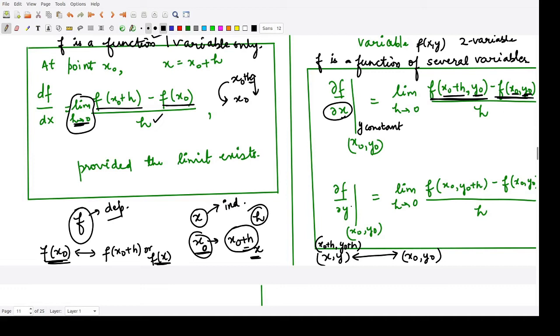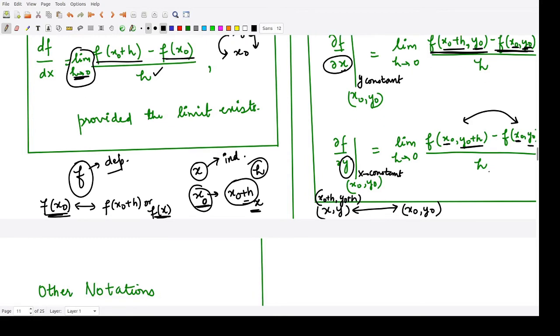And whenever you take the partial derivative with respect to y keeping x as constant, what you are doing in effect is only changing the value of y and not changing the value of x. So you are treating x as constant, and then you are seeing what is the change in the dependent variable f. So that is the meaning.